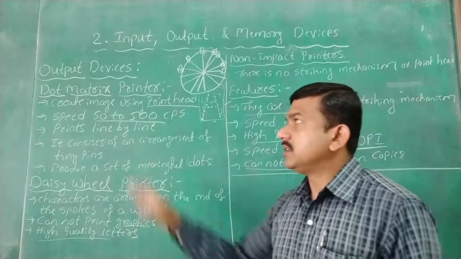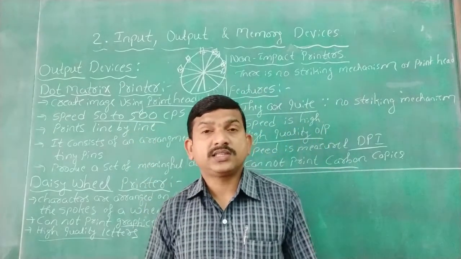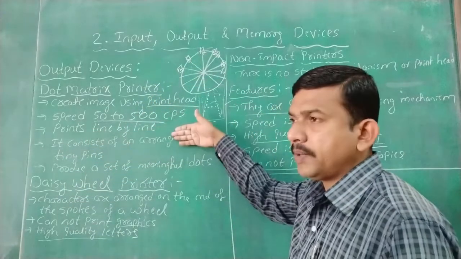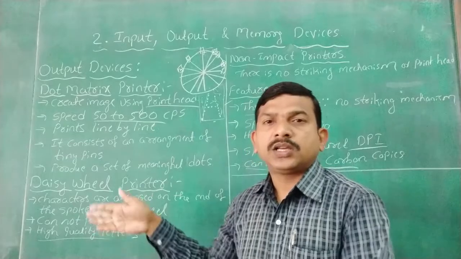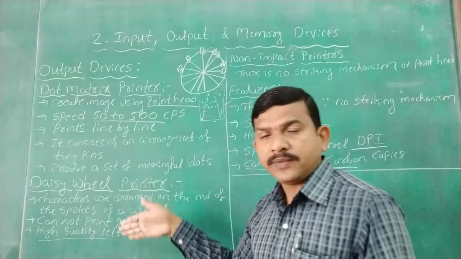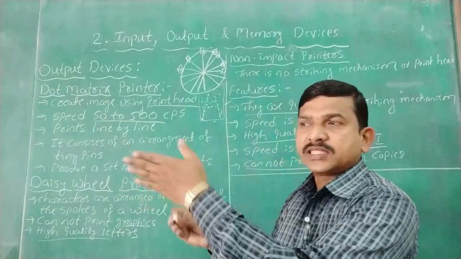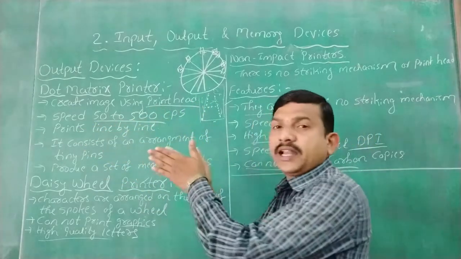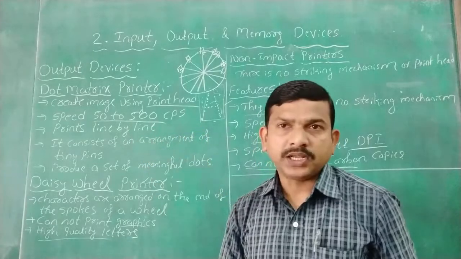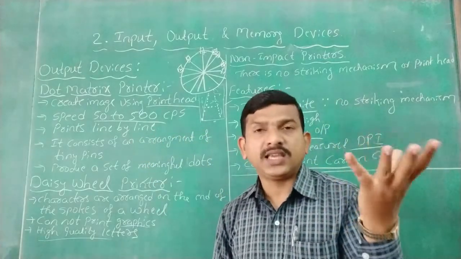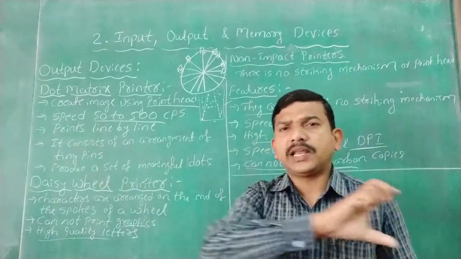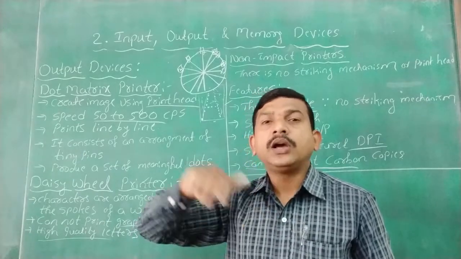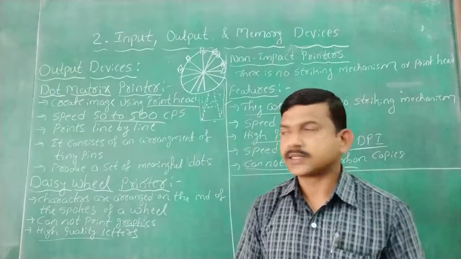So normally the dot matrix, how does it work? In the beginning only I told what this is. Suppose there is a paper, then there is a carbon or we call it an ink ribbon, and there is a striking mechanism. When the striking mechanism strikes on that ribbon and presses on that paper, you will get the impression, or you will get the output. So line by line it will produce character by character, like this is going on. That is how the dot matrix works.